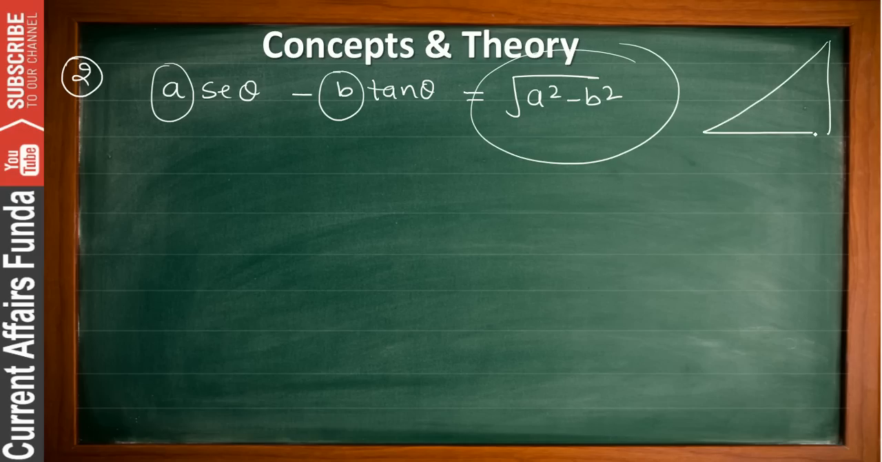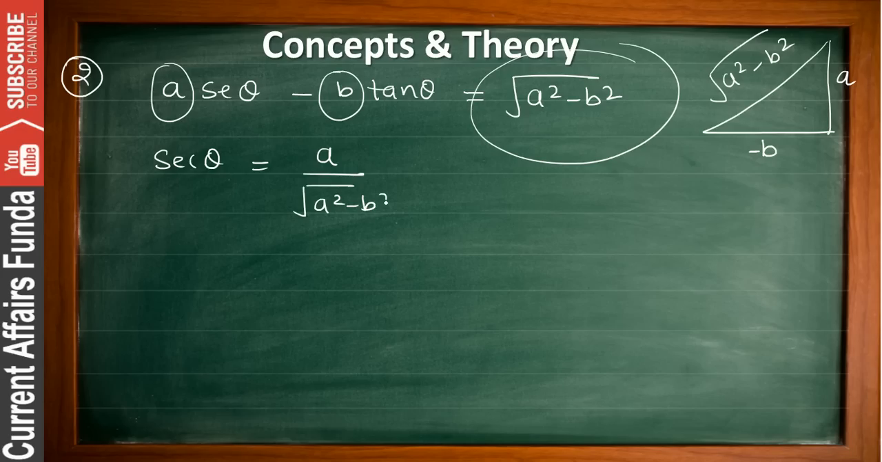How? See this triangle here, if that is A and that is B, so this one will be A square minus B square from here, because that is given as minus B. That's why, friends, I am telling you the value of sec theta from here. If these values make a triplet here, then what will be the value of sec theta? As usual, A divided by under root A square minus B square.